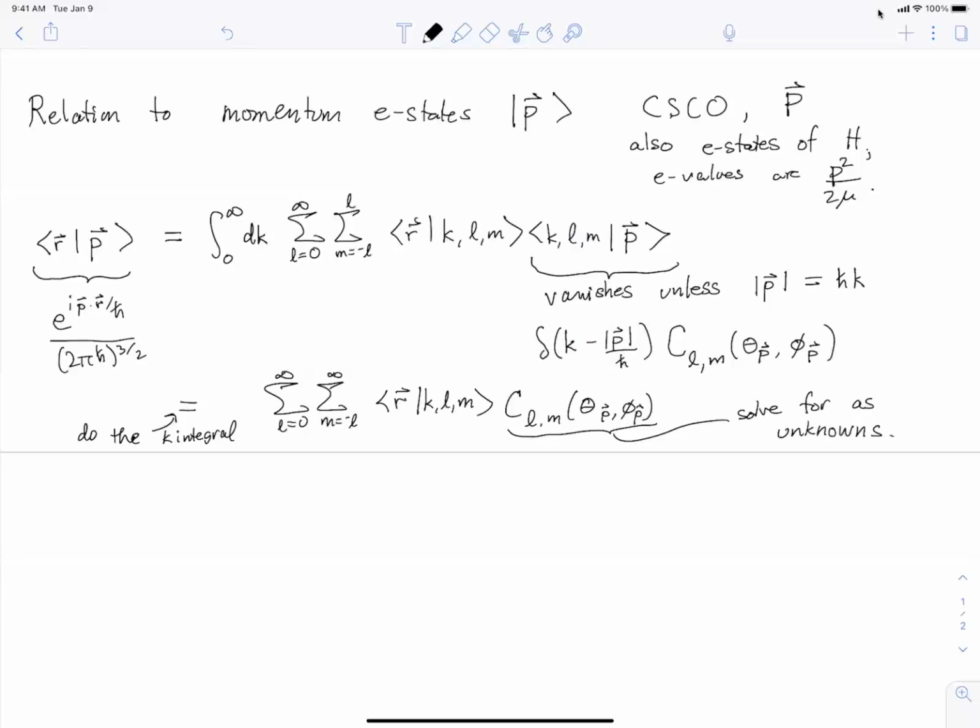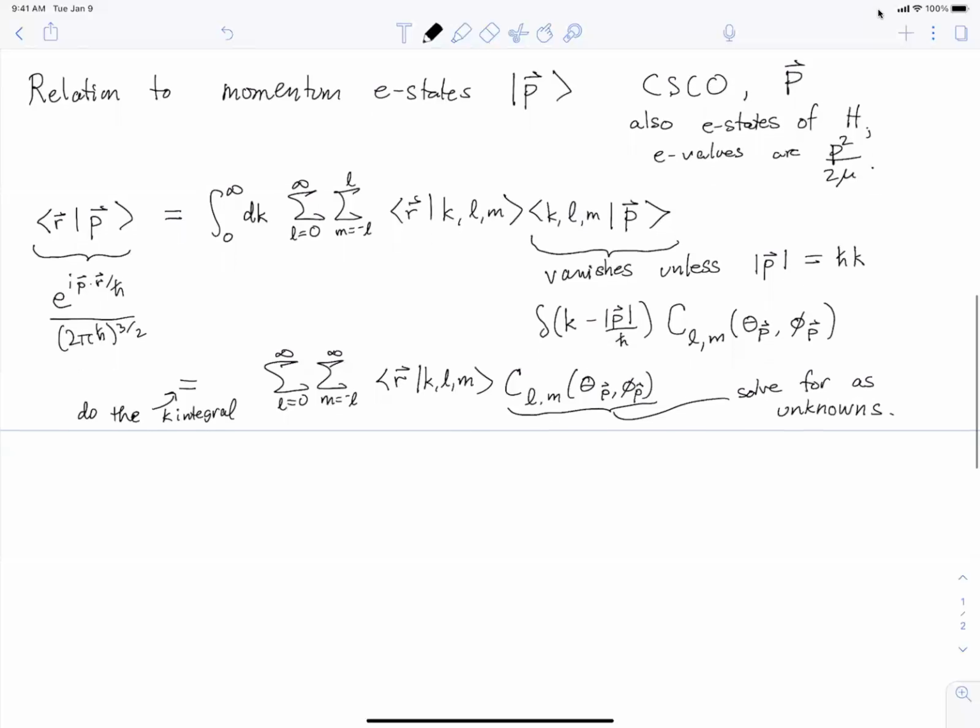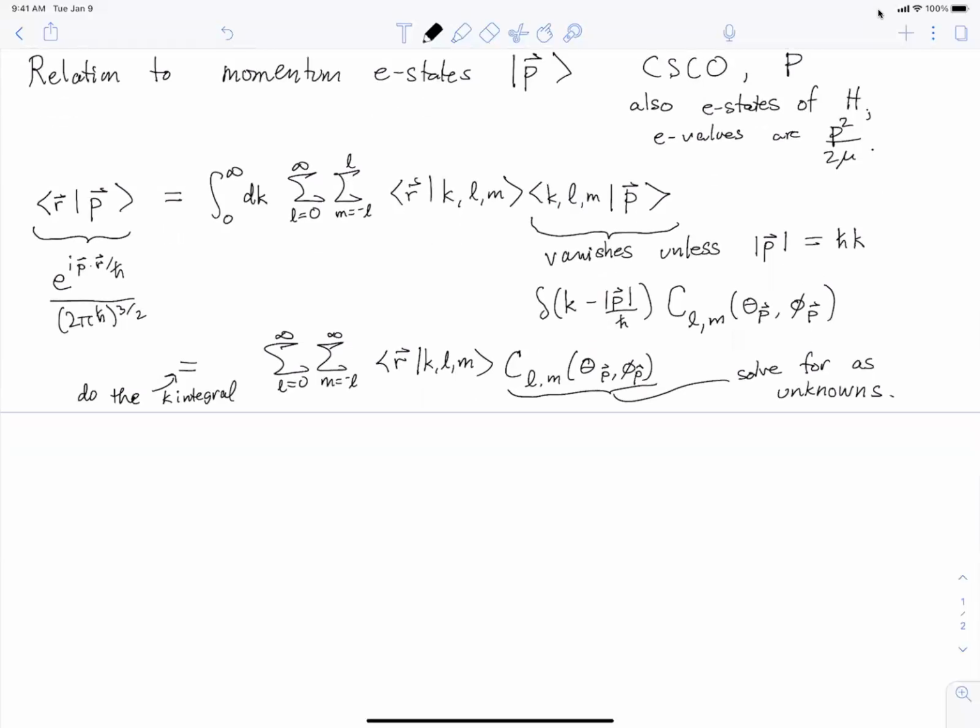All right, any questions so far? Are we good? Okay, so solving for those unknowns is actually a bit tedious, and it's done in the notes, but I don't want to go through it in class because, like I said, it's a little bit tedious.